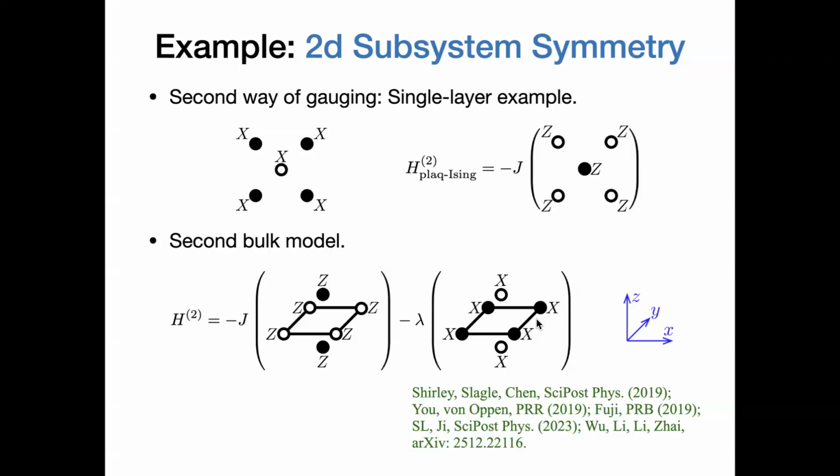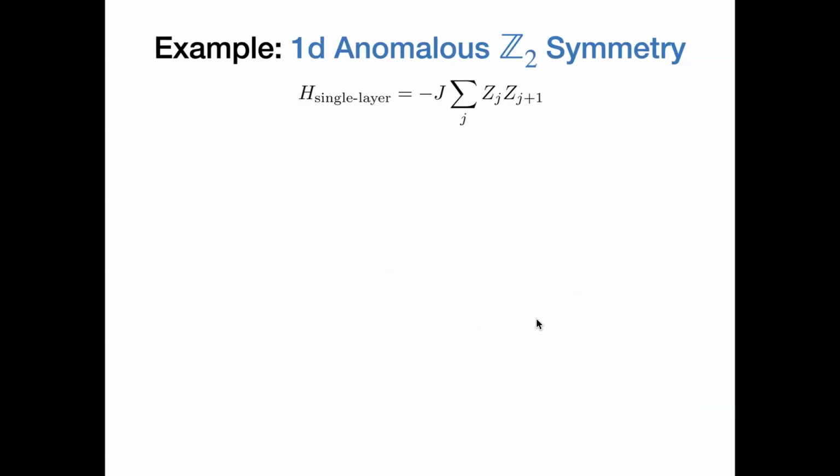Okay. Let me proceed. So the last example that I want to discuss in this talk is, I don't have much time, an example with anomaly. It's an example with a 1D anomalous Z2 symmetry. So the single layer Hamiltonian will again be this very simple Ising Hamiltonian in the ferromagnetic phase. But now I will consider a different Z2 symmetry. That is this anomalous Z2 symmetry first introduced in this paper.